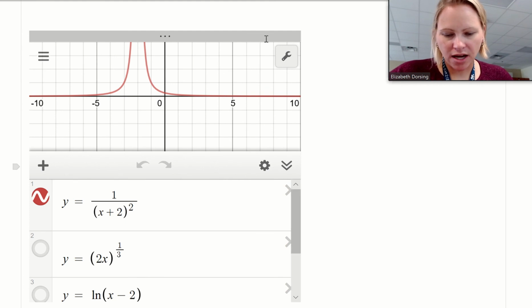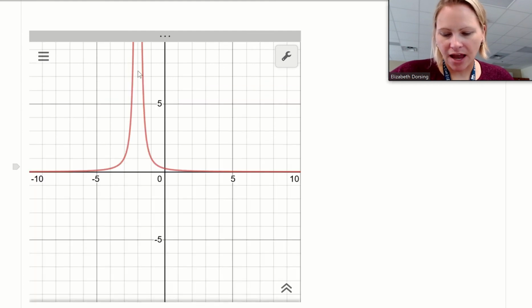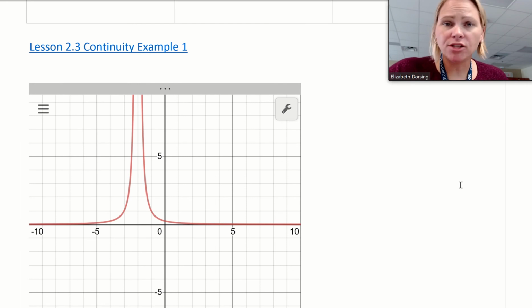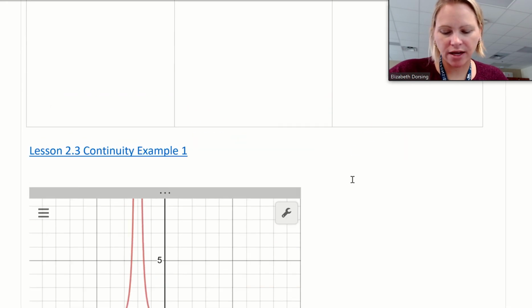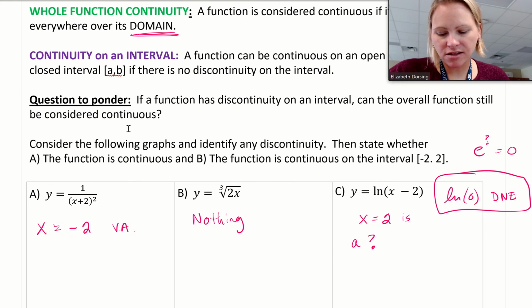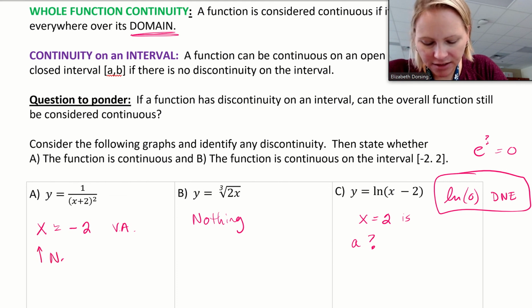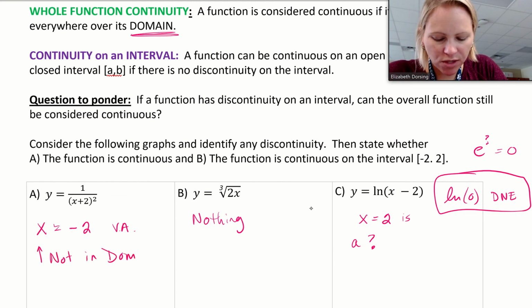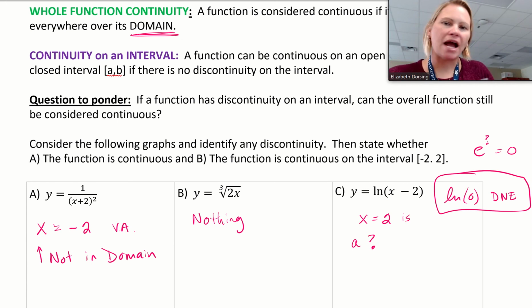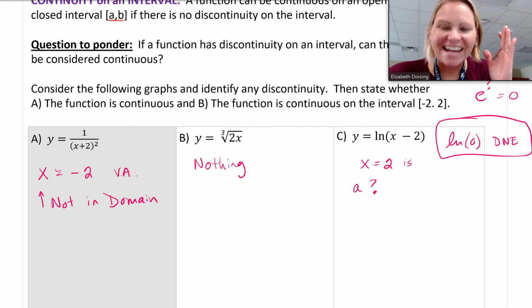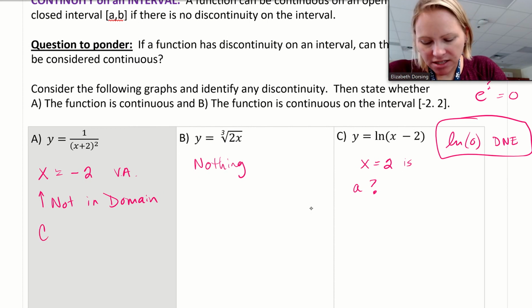Now, here's the first one. We have a vertical asymptote at -2, like we said. But here's the cool part. If I'm going to describe the continuity of this function, I can describe it in one of two ways. The first thing I can do is I can say, is the function continuous? So that means the whole function over its entire domain. Now, if you have a vertical asymptote or a hole, this is not in the domain. Remember, to be in the domain, you need to be able to plug it in and get something back. It's not part of the domain. So the domain here is technically all real numbers except for -2. So this is a continuous function.